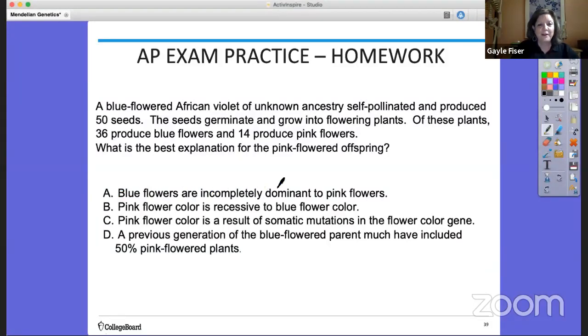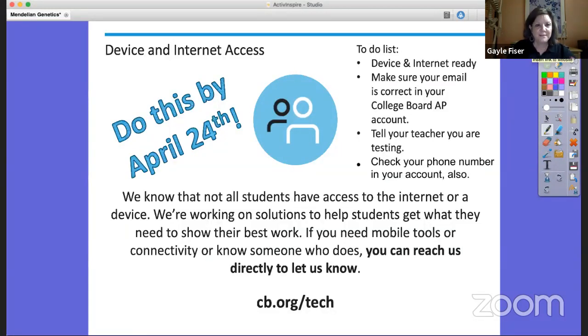A, blue flower color is incompletely dominant to pink. B, pink flower color is recessive to blue flower color. C, pink flower color is a result of somatic mutations in the flower color gene. And D, a previous generation of the blue flowered parent must have included 50% pink flowered plants. Now, use these numbers to figure out the answer to this question. All right, and then we have a few more nights of saying this. You have to do this by the 24th, that's tomorrow.